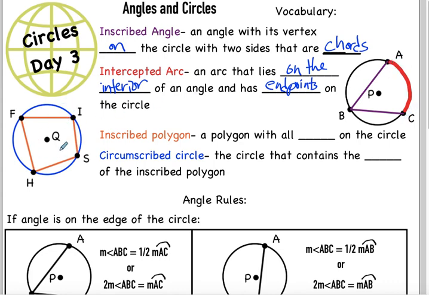Over here we have an inscribed polygon in red, and the circumscribed circle in blue, which is going around it. An inscribed polygon is a polygon with all vertices on the circle, and the circumscribed circle is the circle that contains the vertices of the inscribed polygon.